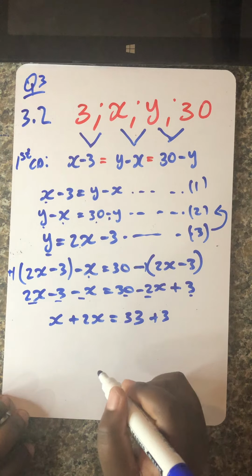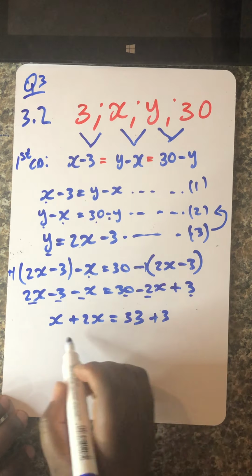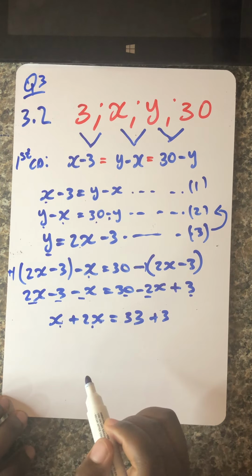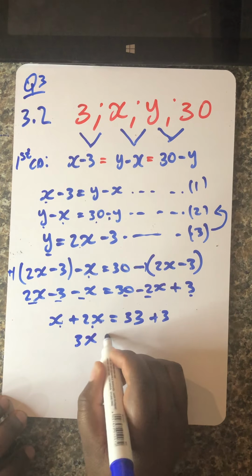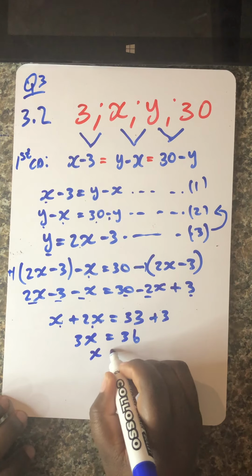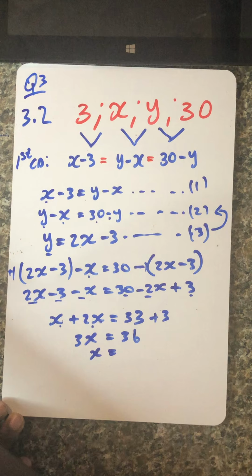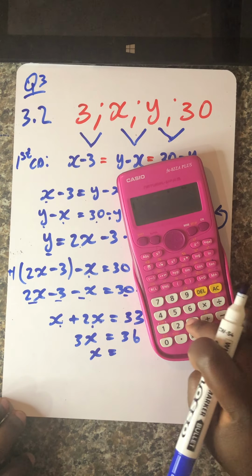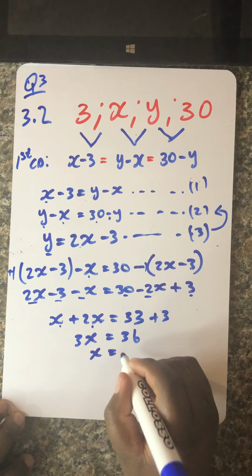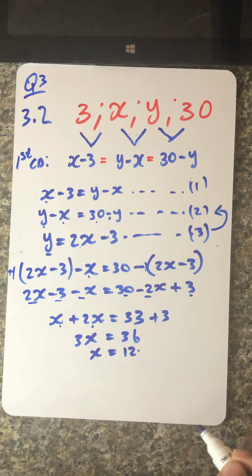Okay, guys, I hope I haven't made any mistakes so far. I assume I've done everything correctly. So now you've got x plus 2x, which is obviously 3x, which is equal to 36. Okay, so now you just divide by 3 so that it cancels. Now you can just punch on a calculator: 36 divided by 3 is equal to 12. Very much important, guys. So that means your x value is equal to 12.